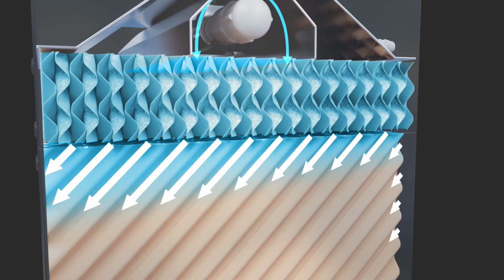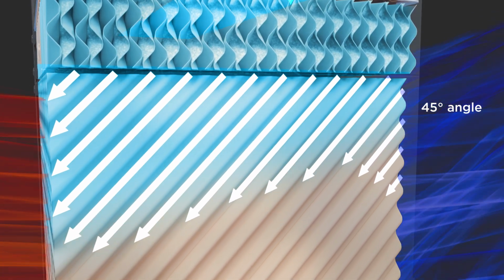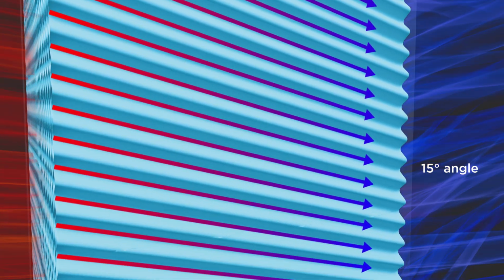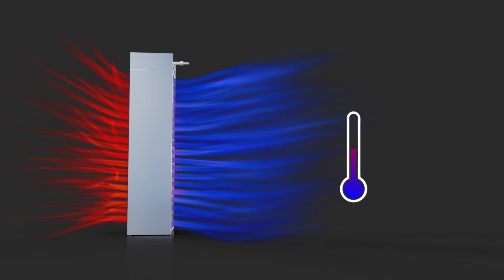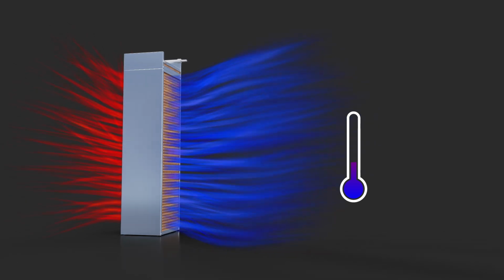The water enters the media and flows downward at a 45-degree angle to the air entering edge as airflow passes through the evenly saturated media at a 15-degree angle. The entering air undergoes a temperature drop through the process of evaporation, thus providing cooling to the space.